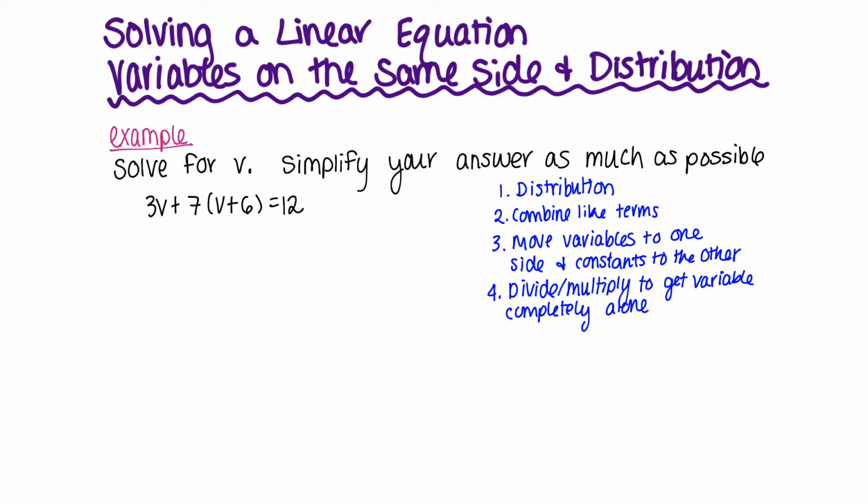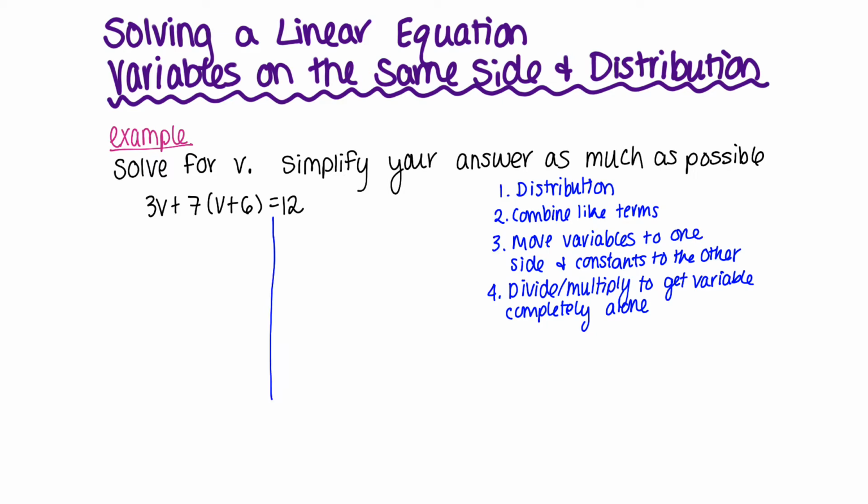All right. So if I look at this problem I have, 3v plus 7 times the quantity v plus 6 equals 12. I'm going to go ahead and draw my wall. I just draw this so that you can keep track of where the equal sign is. And so hopefully when you're doing this on your own, you continue to write the equal sign each time and keep track of where it is.